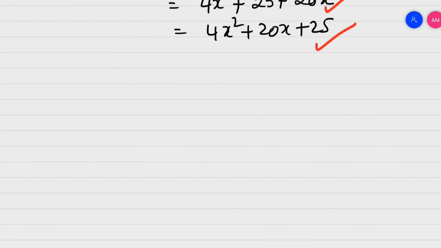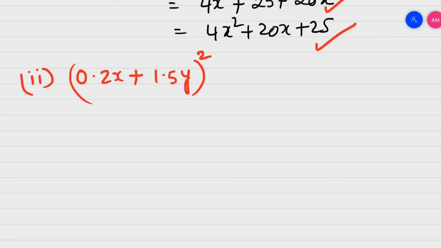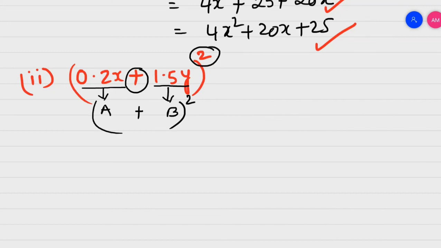Suppose you have (0.2x + 1.5) whole square. Now let us see one more question: (0.2x + 1.5y) whole square. Now how will you calculate this? Children, again see. Suppose you take 0.2x as a and 1.5y as b. These two are separated by plus and you are getting square. So a plus b whole square.